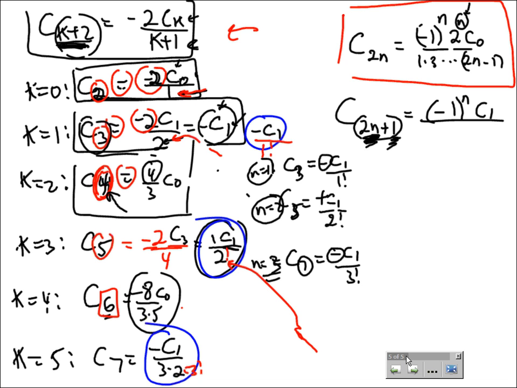Now, how do we go from the subscript 2n plus 1 to a factorial? How do you go from 3 to 1 factorial? How do you go from 5 to 2? How do you go from 7 to 3? Well, we've already broken down the subscript to 2n plus 1.